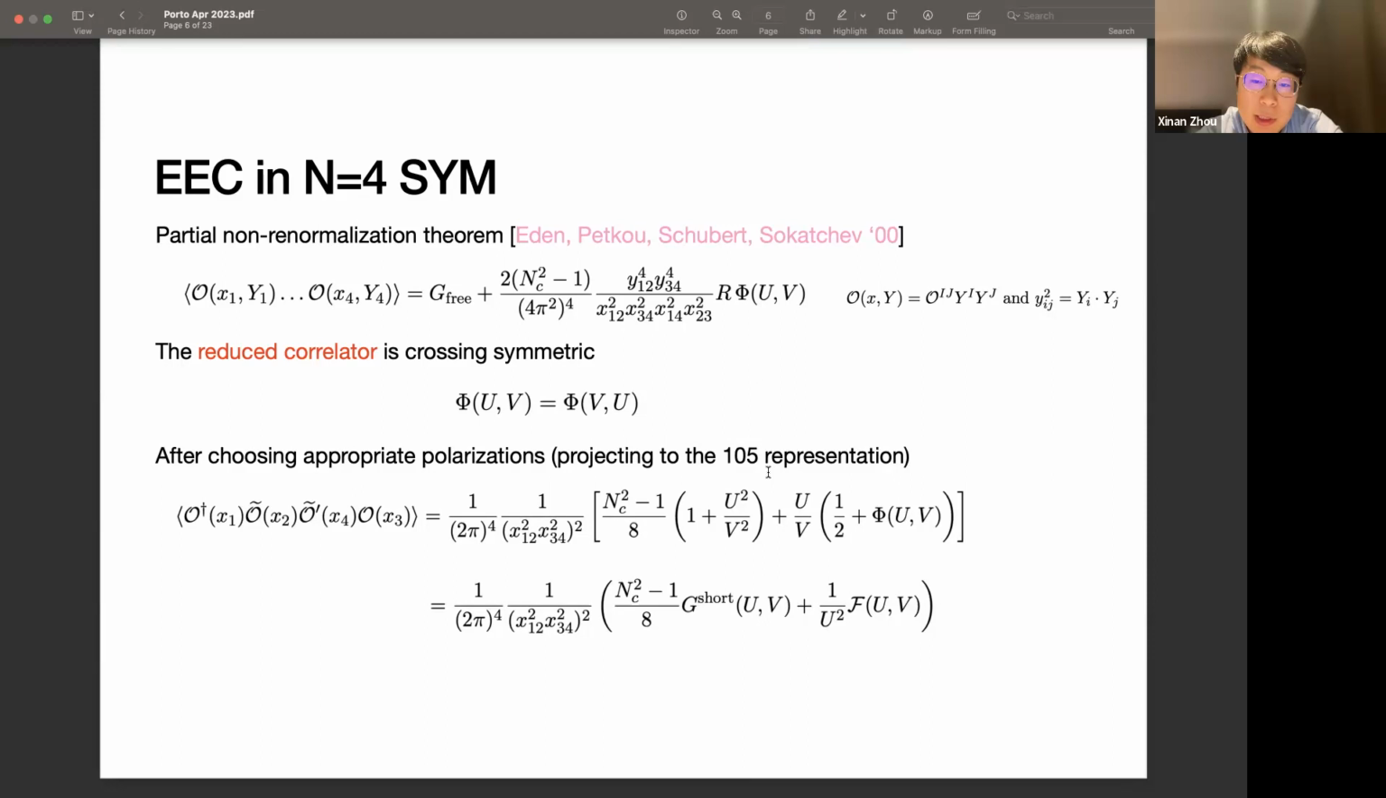And with this choice of the polarization, you find the right-hand side becomes the first line, and we can further collect these terms and write it into two parts. There is the part which is independent of the coupling. It receives contributions from the short multiplets, and then there's another part which comes from the long multiplets, which depends on the coupling. And at one loop and higher, this function f here is just this function phi multiplied by some powers of u and v. So essentially phi and f here, they're equivalent.